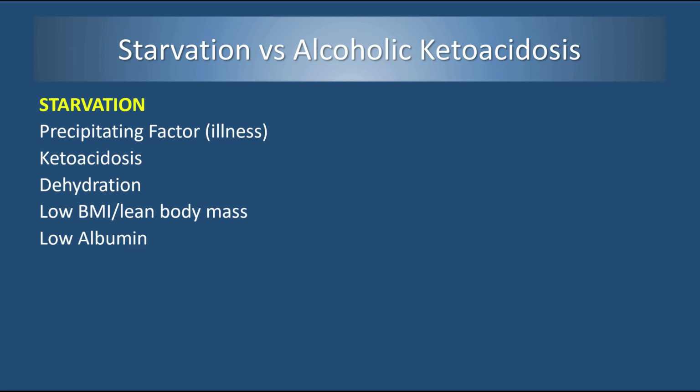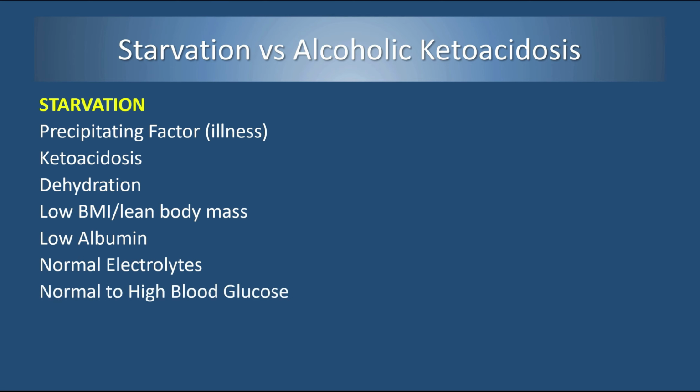The albumin level will be low to normal. The electrolytes will usually be relatively normal, perhaps with a low potassium, and the glucose will be normal to high. These patients are at high risk for refeeding syndrome, particularly the patients who have chronic malnutrition.